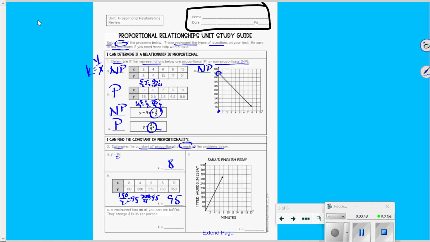A restaurant has an all-you-can-eat buffet. They charge $13.95 per person. What is my k value? 13.95. Guys, yes, it's that easy. Technically, a k value won't have a dollar sign on it. If it puts a dollar sign, I wouldn't count it off. The k value should be in simplest form whenever possible.